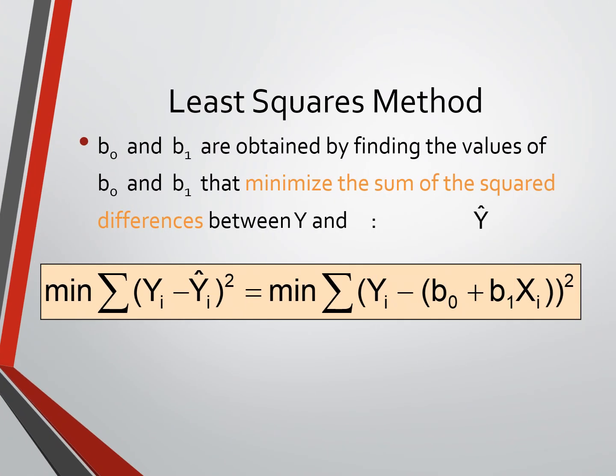Now I come to the least square method. The ultimate objective of our research project is that the errors should be minimum. Error terms should be minimum. So we should minimize the sum of the squared deviations. So the squared difference between the observed value and the predicted value of y should be minimum. Now the predicted y value formula is put up here.